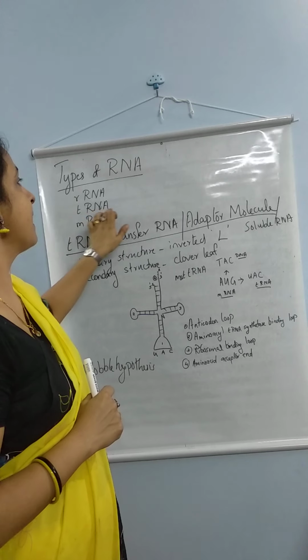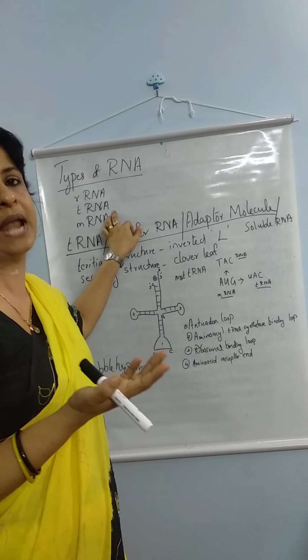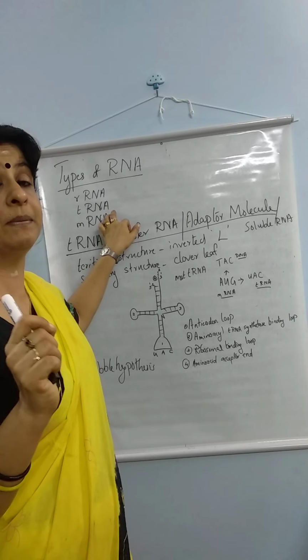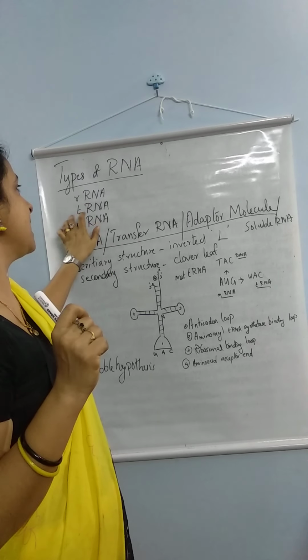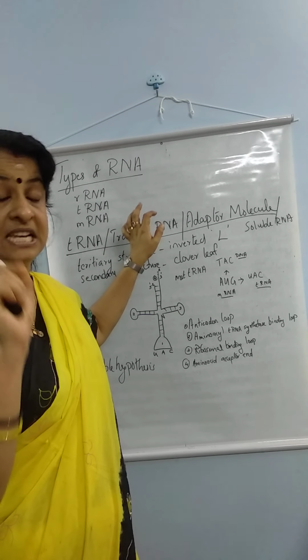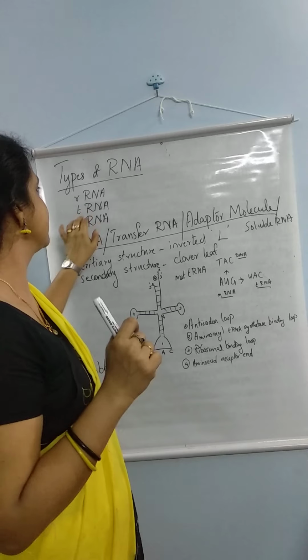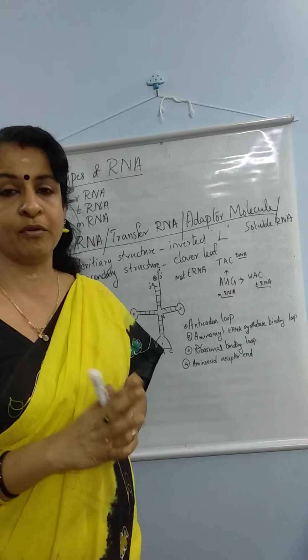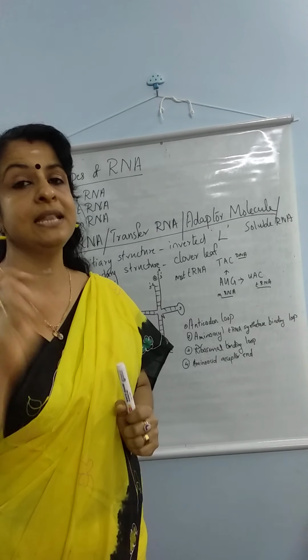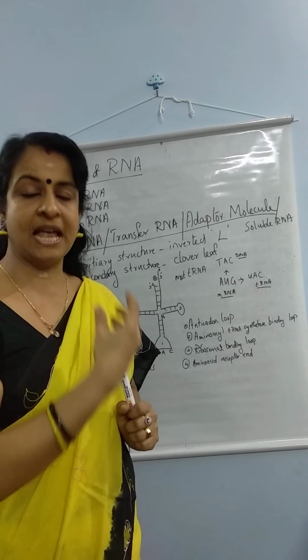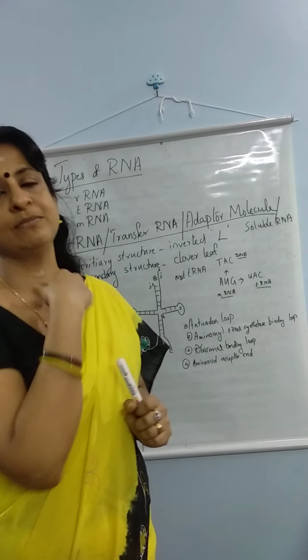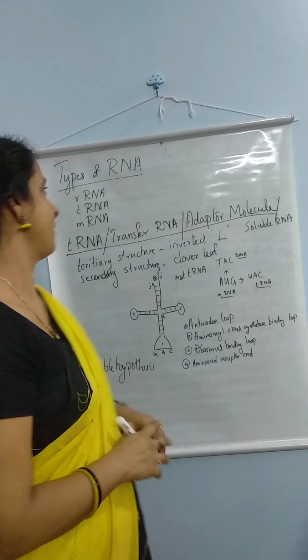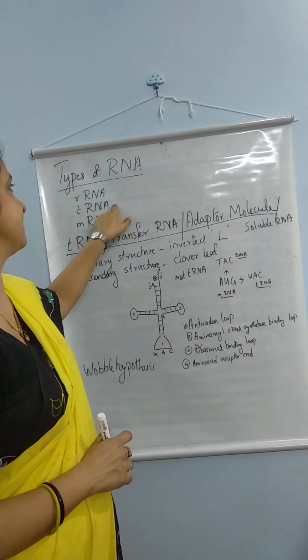Now, tRNA was previously known as sRNA, or the soluble RNA. T stands for transfer. It is called transfer RNA because it is the main RNA needed for identifying the amino acid and transferring the amino acid to the ribosome during protein formation. So that is the transfer RNA.